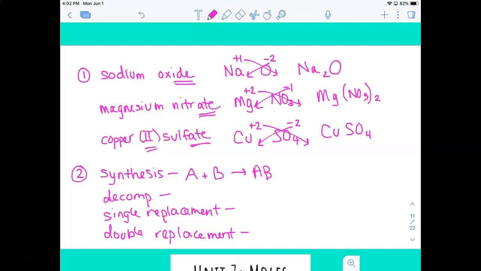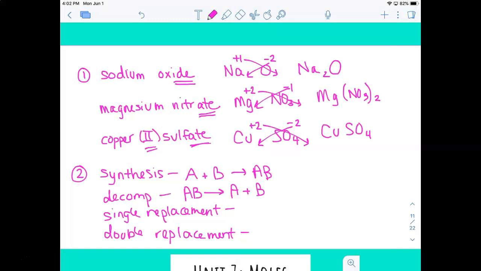The opposite is decomposition. Decomposition means you're starting with one thing and it's breaking apart into pieces. So decomposition is the only kind of reaction where you have one thing on the left side of the arrow. That would be your only option.